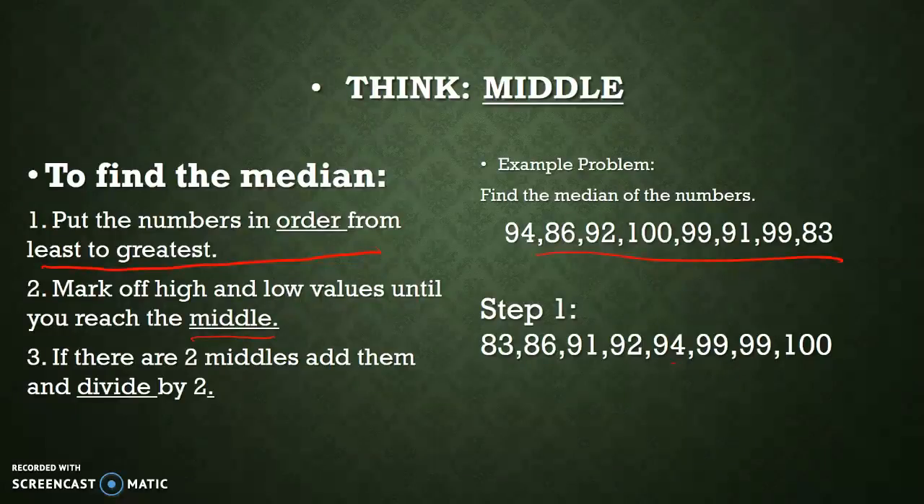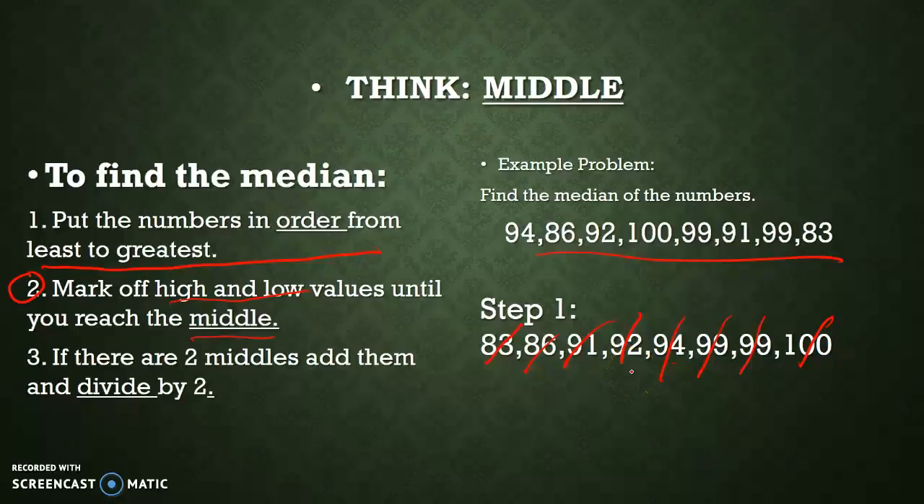Okay. So at this point, you should have taken it off pause. We're ready for step number 2. In step number 2, this is the one we're on right now, you're going to mark off the high and low values until you reach the middle. So, I'm going to mark off this one, and I'm going to mark off this one. I'm going to mark off this one, I'm going to mark off this one. I'm going to mark off this one, I'm going to mark off this one. It's really important that you put them in order, because otherwise this won't work. Mark off this one and mark off this one.